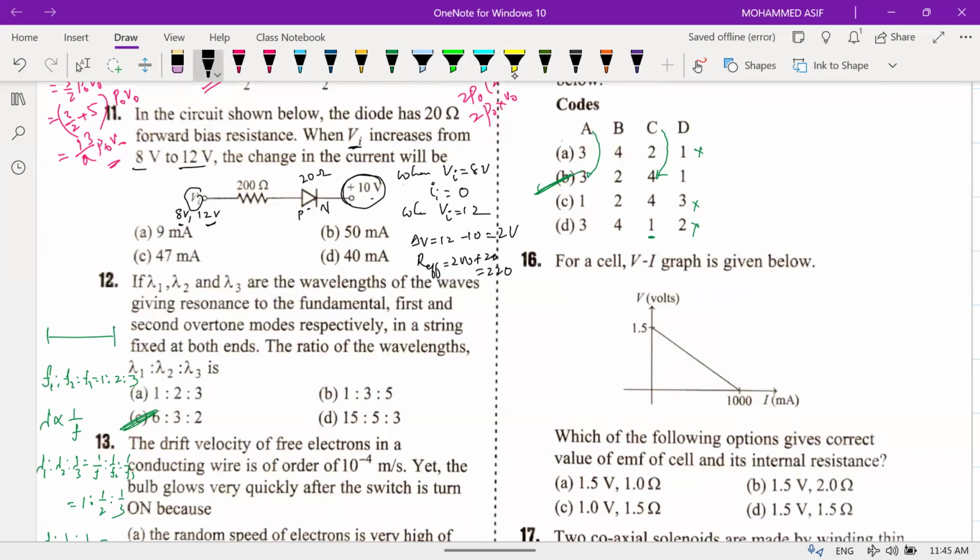See what happens. When V is equal to 0, current will be equal to how much? Or I can say that I is equal to 0 at V is equal to 1.5 volt. So EMF of this cell will be equal to 1.5 volt. The same way, when V is equal to 0, current value is coming out to 1000 milliamperes. That is nothing but equal to 1 ampere.